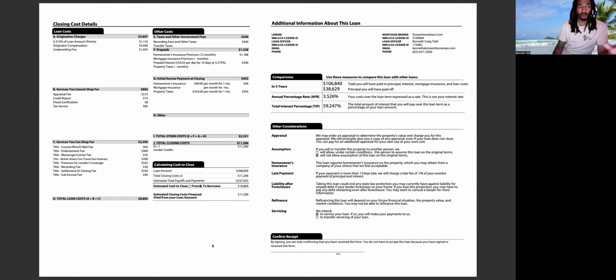Section A of a loan estimate is going to break down the origination charges. In this scenario, there was 0.313 of discount points, meaning that based on the rate that we selected for this client, it came with a cost of 0.313.